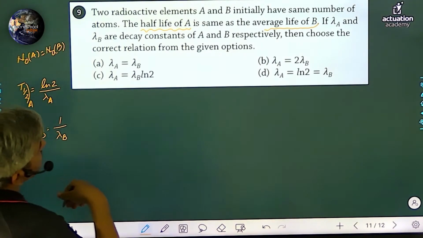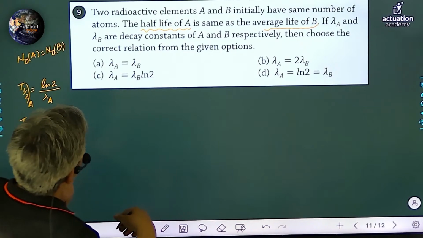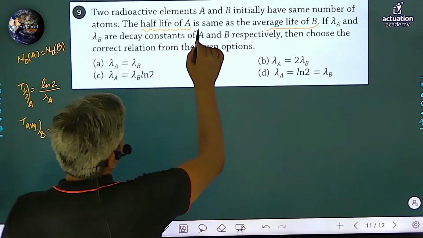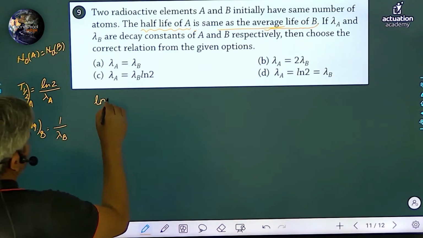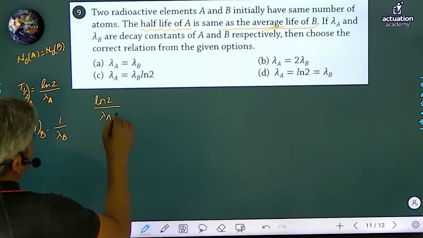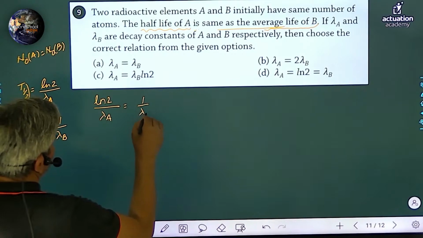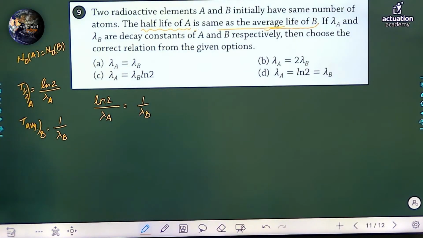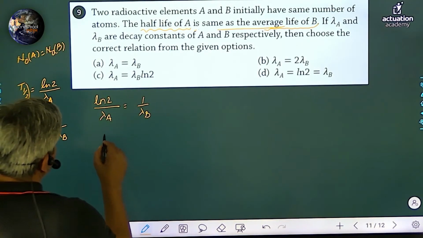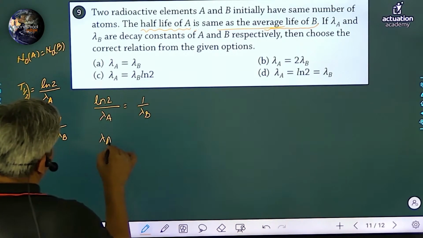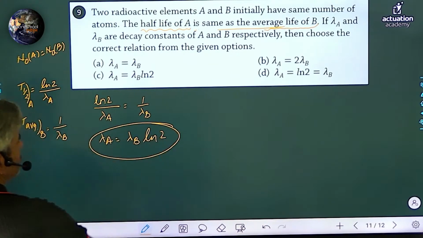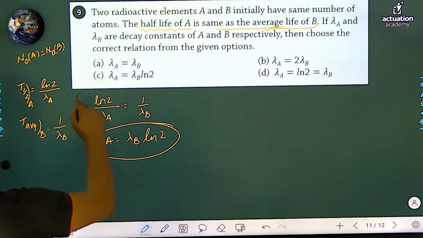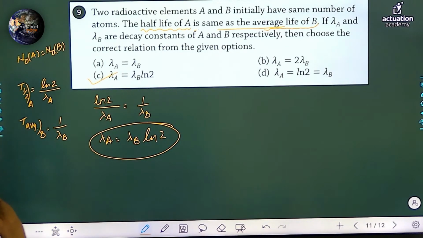Now, it is given that half-life of A is the same as the average life of B. So natural log 2 over lambda A is equal to 1 by lambda B. Then it's much easier: lambda A is equal to lambda B times natural log 2. So simple cross multiplication will lead to the right option. It's C in this case.